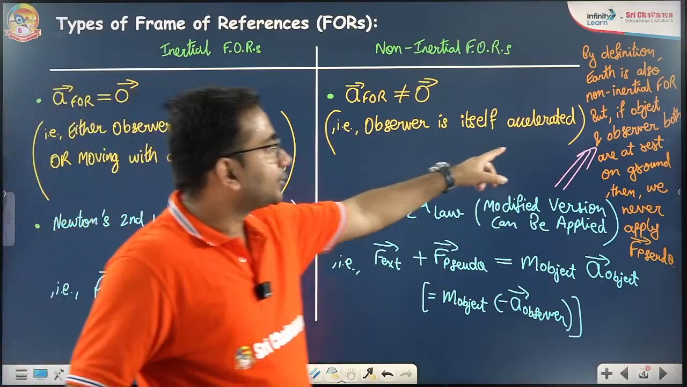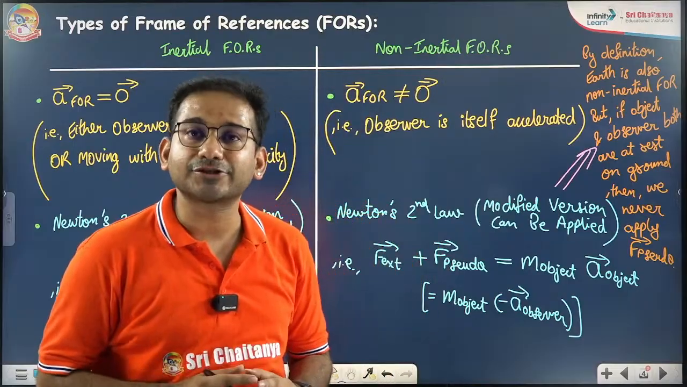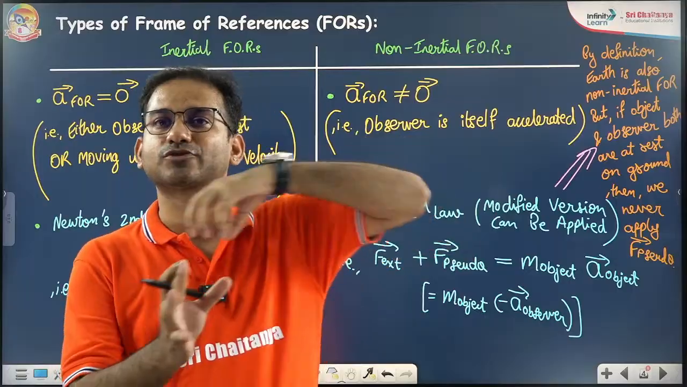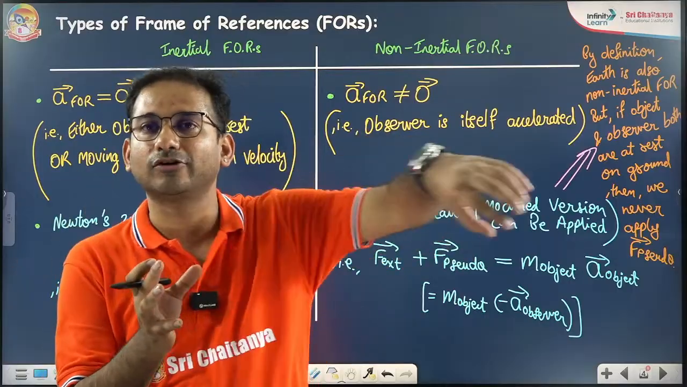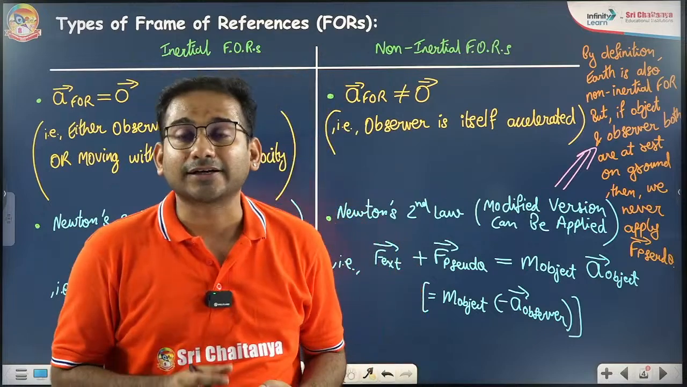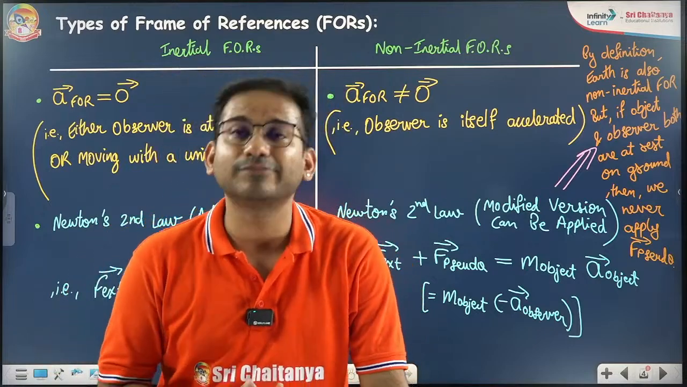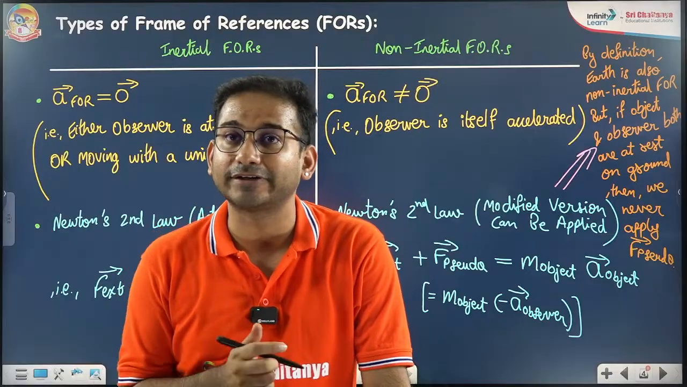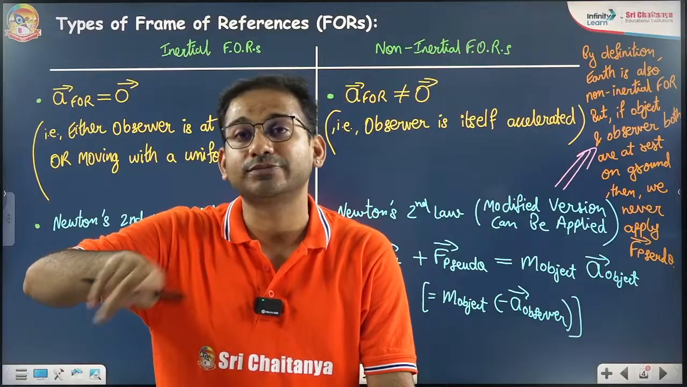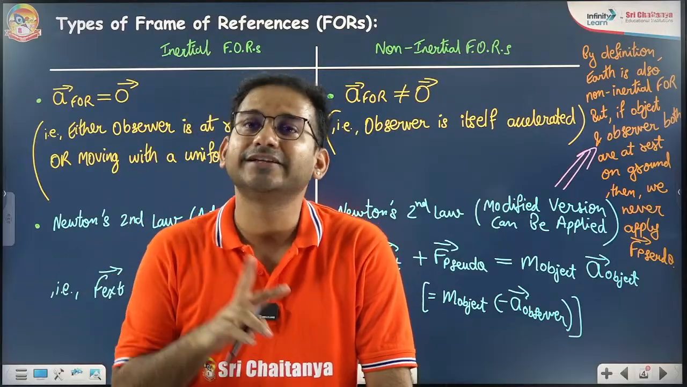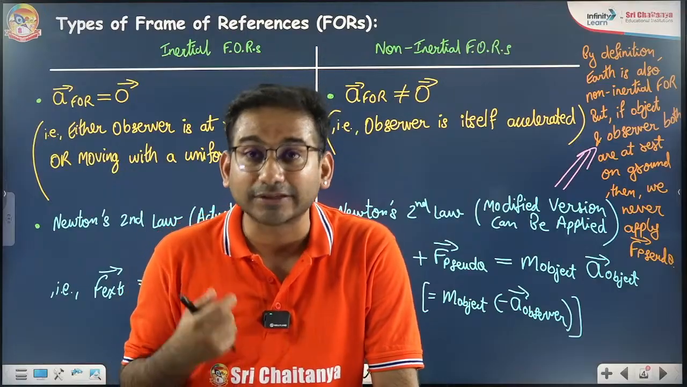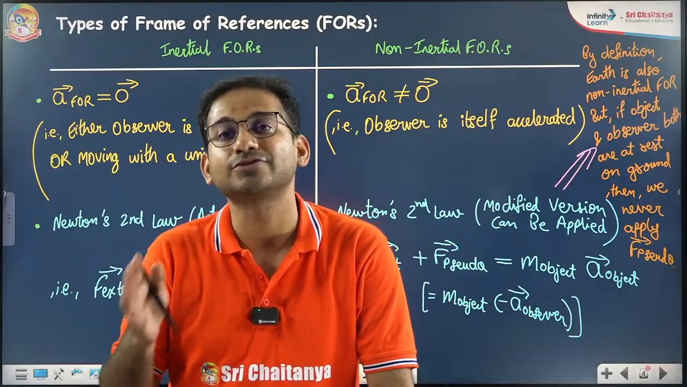By definition, that's a JEE Advanced previous year question. By definition, Earth is considered to be a non-inertial frame of reference because it keeps on revolving around the sun in elliptical orbits, which means it is definitely accelerated. So Earth is considered to be an accelerated frame of reference or non-inertial frame of reference. But if you stand on ground or Earth and observe an object which is on Earth, then there is no relative acceleration between them.